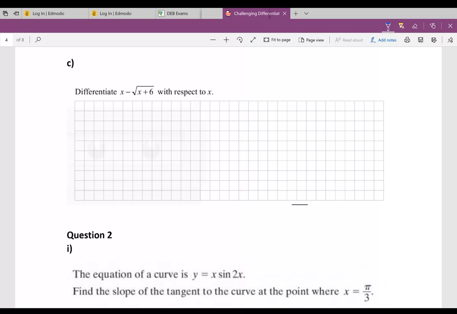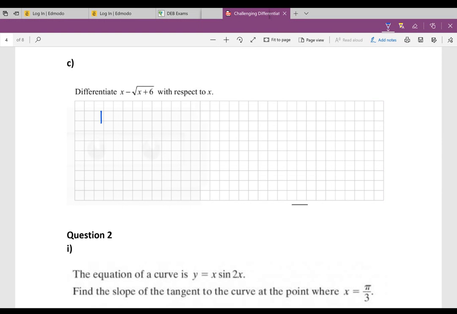Okay, again, this is not the product rule. This is a subtraction sign. If it was x plus 6, in that case, that would be a product rule. But the minus sign here makes it not a product rule.